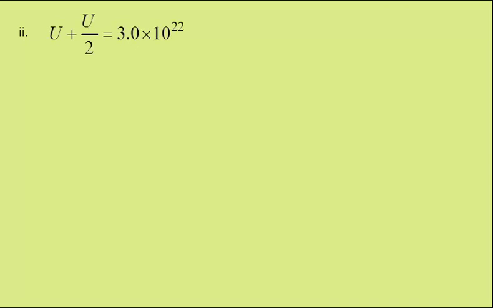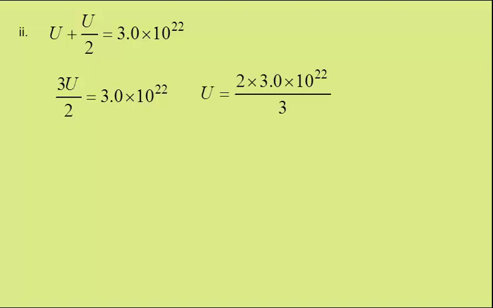Well, uranium plus half as many uranium equals 3.0 times 10 to the 22. And so 3 uranium over 2 is 3.0 times 10 to the 22. Uranium then is 2 times 3.0 times 10 to the 22 over 3, which comes out at 2.0 times 10 to the 22 as required.